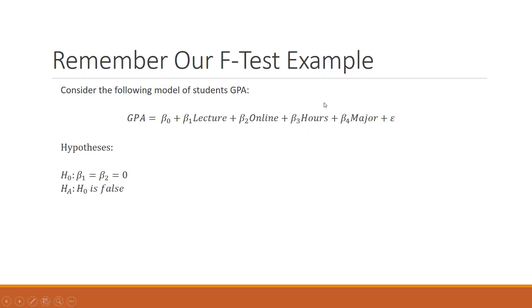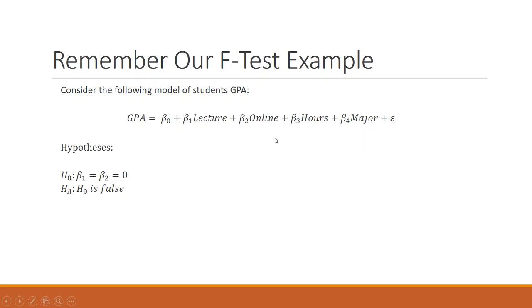Okay, so perhaps this is the case. Perhaps once we have controlled for the number of hours that the students spend studying, and we control for their major, perhaps the format of instruction, whether it's an in-class lecture or an online course, doesn't matter at all once we control for the hours spent studying and the student's major.